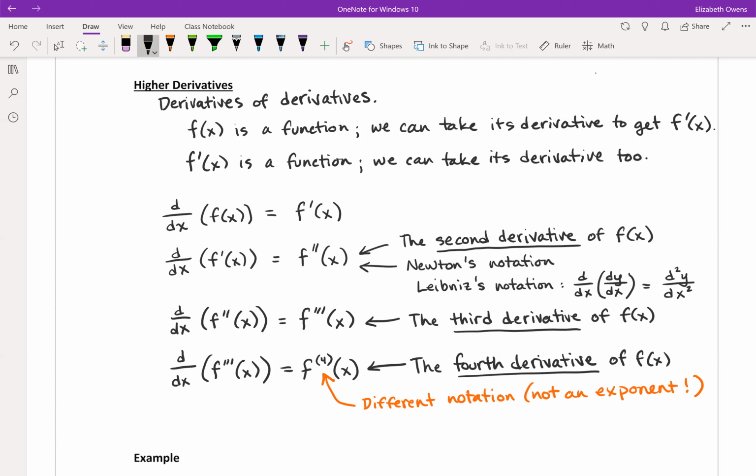Okay, so if you keep doing this indefinitely, let's say you could do this n times over and over again, you could get the nth derivative of f of x. Okay, so this is f with a little parentheses n up in the superscript there. That's what happens when you take the derivative n different times. And sometimes you do have to use this generically in certain problems. This is the nth derivative of the function f of x.